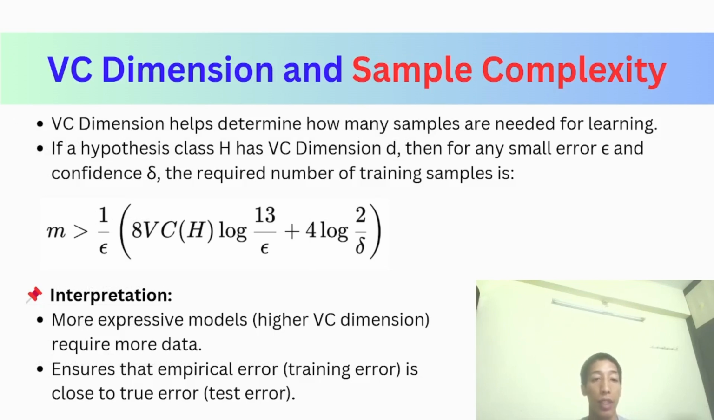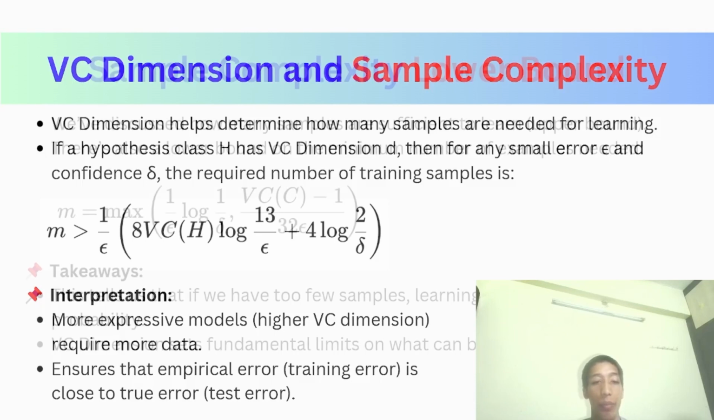VC dimension and sample complexity. The VC dimension plays a critical role in determining the number of training examples needed for learning. If a hypothesis class H has VC dimension D, then the number of required training samples follows this relationship. It is given by the mathematical expression. This tells us that models with higher VC dimensions require more training data to ensure that empirical error closely matches true error. It also highlights an important trade-off. More expressive models need more examples to generalize effectively.